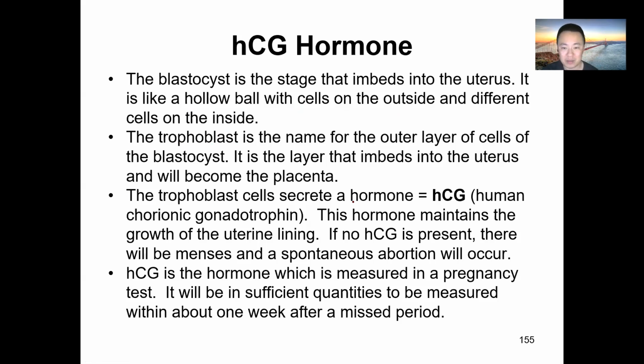The trophoblast cells secrete human chorionic gonadotropin, or HCG, which is a hormone that maintains the growth of the uterine lining, in addition to progesterone. Okay. If no HCG is present, there will be menses and a spontaneous abortion will occur. This is the hormone which is measured in a pregnancy test. It will be in sufficient quantities to be measured within about a week after a missed period.